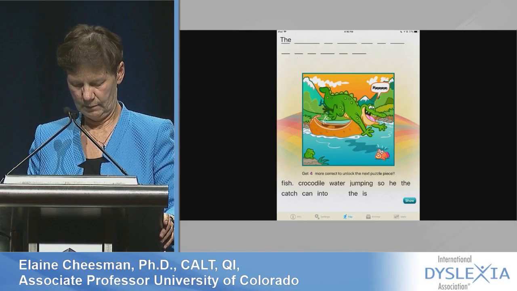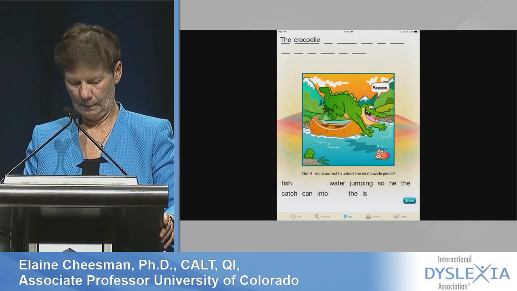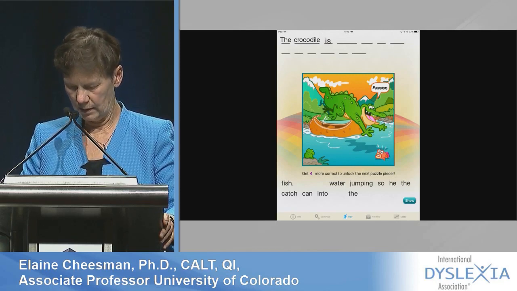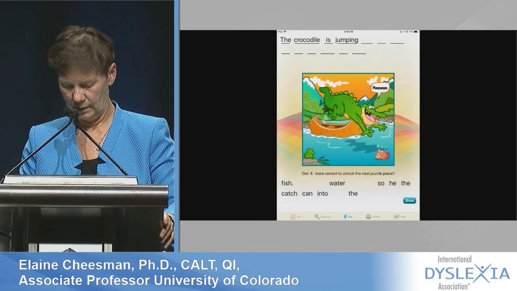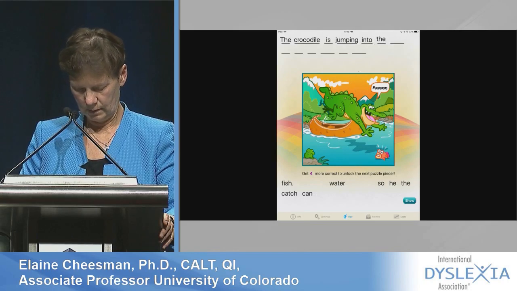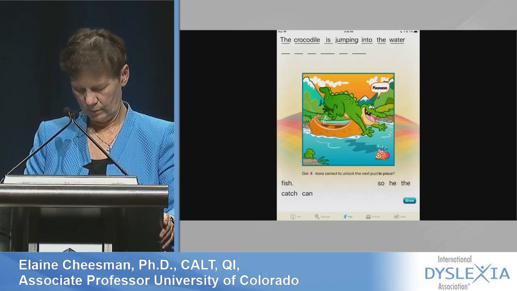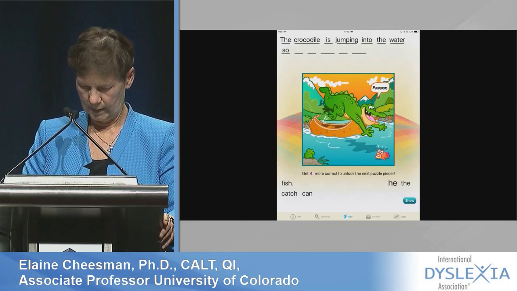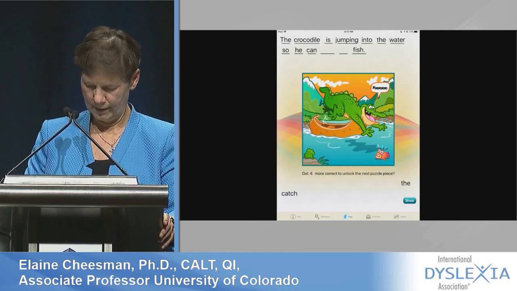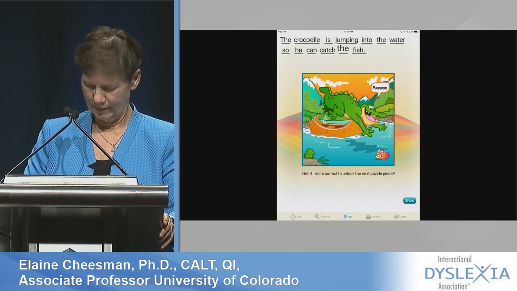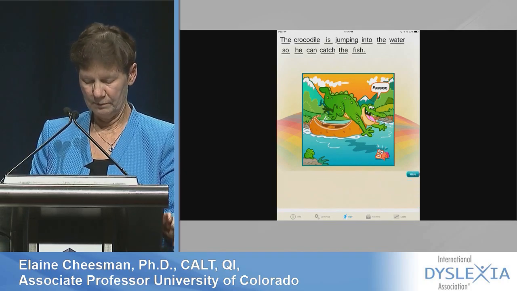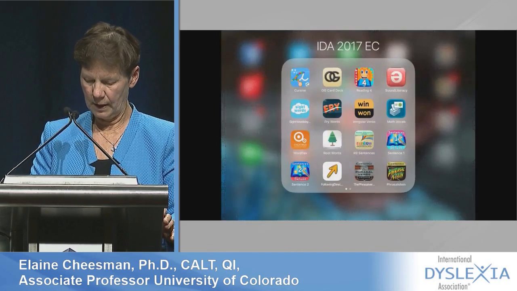The crocodile is jumping. Where's is? Is jumping. Into the water, into the water. So he can fish. Catch the. Are we good? I'm done. That's right. The correct sentence for this picture is, the crocodile.